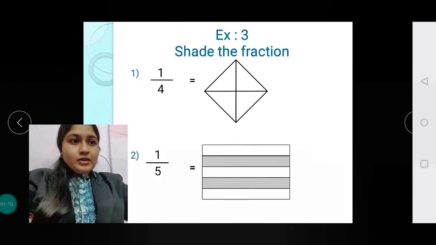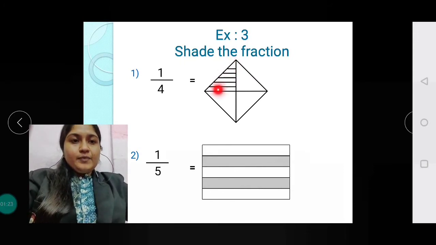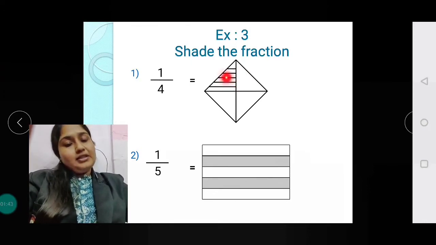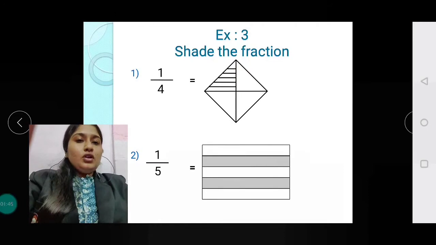So let us see what ma'am has shaded in this. So 1, 2, 3, 4. Okay, so I have shaded this first part, right? Students, you can use the lines or else you can shade that with the pencil only, but थोड़ा light shade करना. Okay, shade आप दोनों तरीके से कर सकते हो. ऐसे lines draw कर सकते हो, okay, और else आप कलर भी कर सकते हो light एकदम, वो भी pencil से. Okay, so now here the second one is 1 upon 5, right?